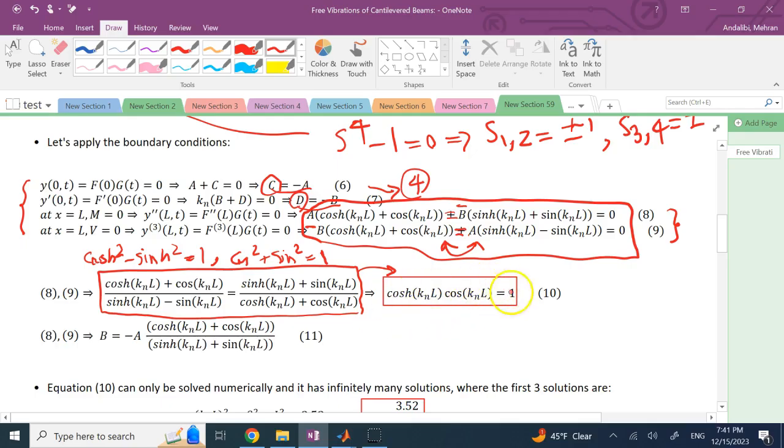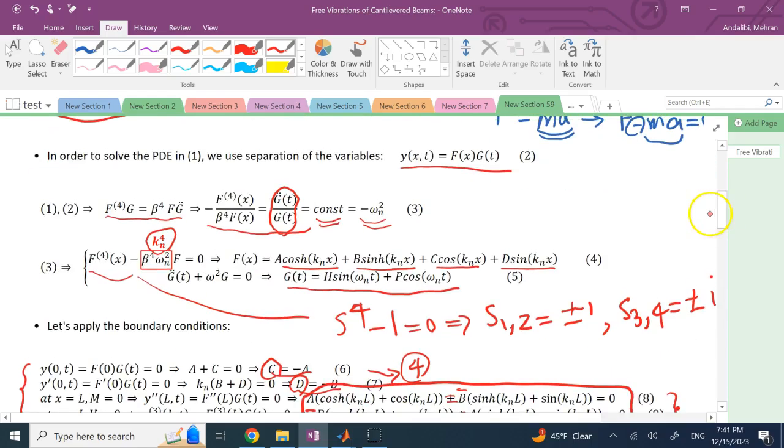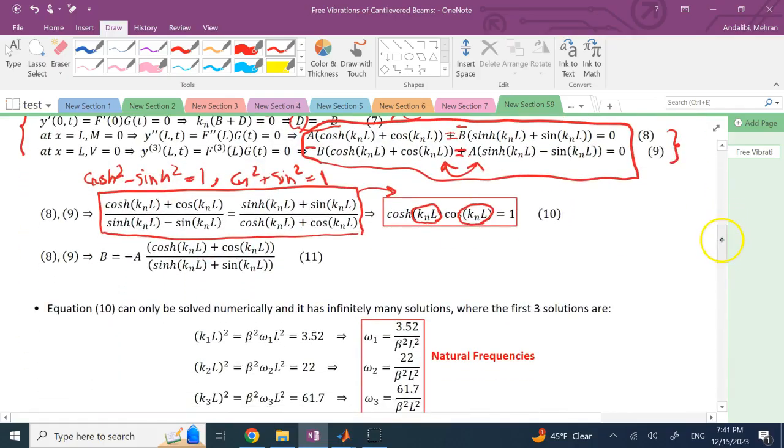Now, what are we solving here in 10 for? We are solving for this Kn times L. This is our unknown. Why is it our unknown? Because Kn involves the frequency omega n, which is also another one of our unknowns. So it's not just A, B, C, D that are unknown. This natural frequency, we need to find a formula for it. So this equation 10 is going to be that formula.